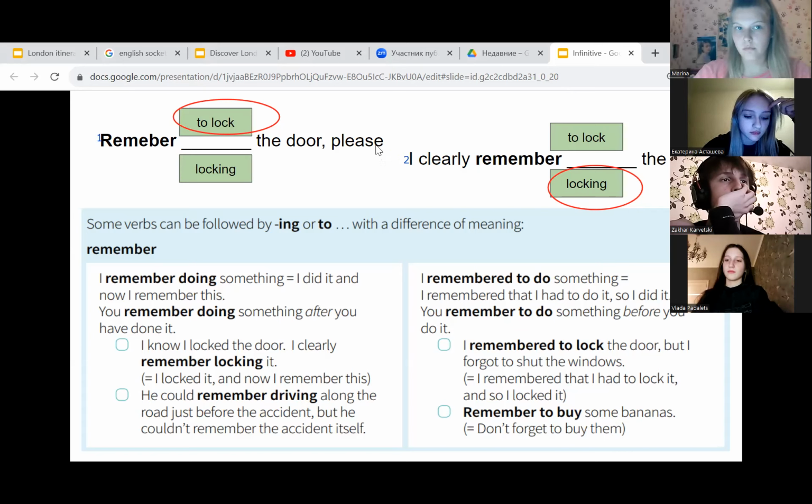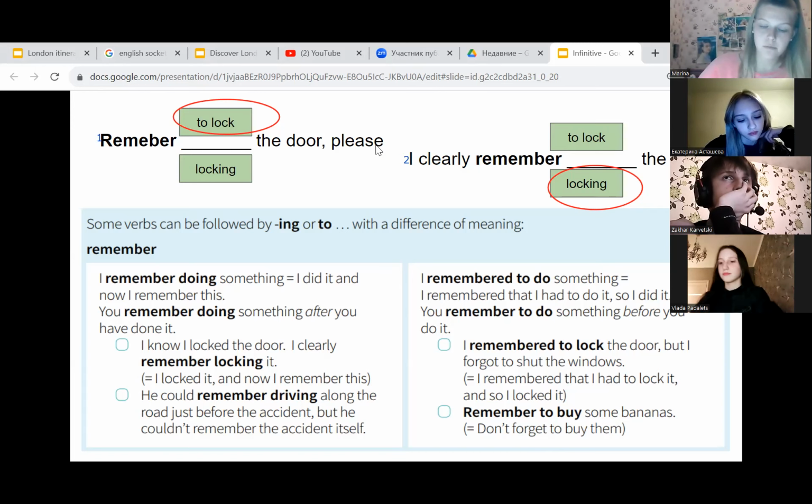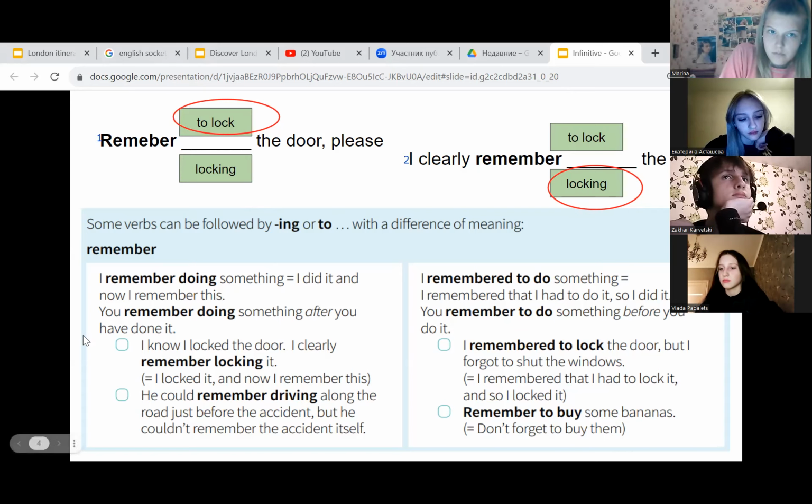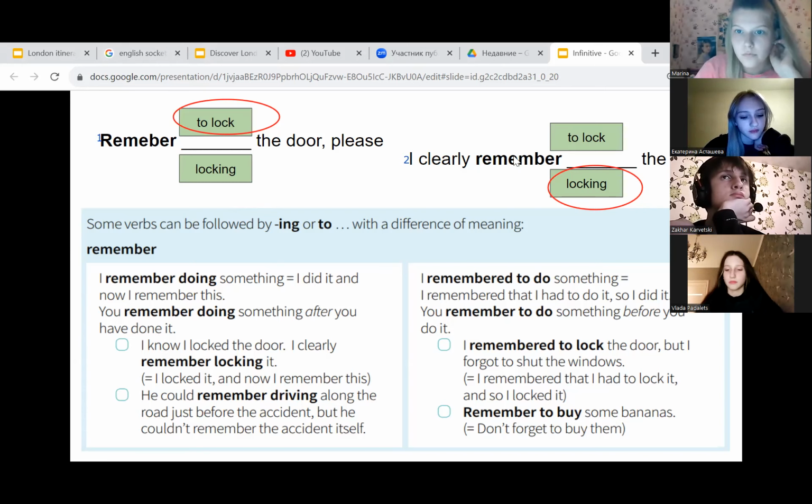You see? So first you have the thought and then you do it. Remember to do something. And when you remember doing, it is when you remember the process. This is clear? And here it's two. No, but there's a different example. You had to choose. And this is locking. Remember locking. So this example here, remember locking, refers to this grammar over here. And this example, remember to do something, refers to this grammar over here.